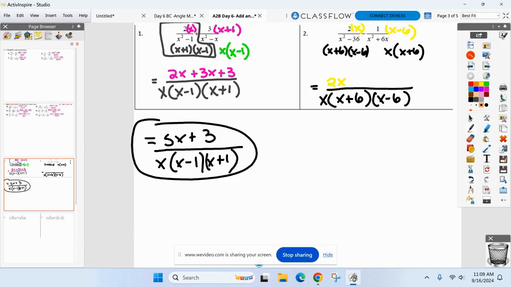Okay, ready? What's your denominator here? X, I already got it. X plus 6, already got it. What's the only thing I didn't have? X minus 6, so I've got to multiply it by that. We good? Okay, ready? Don't fall into the trap.